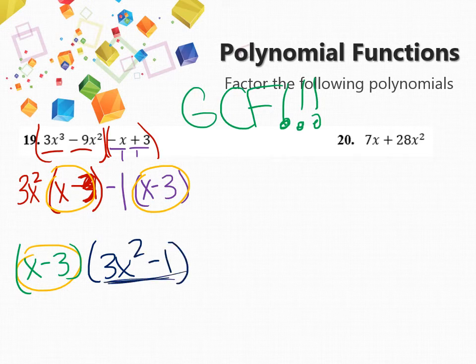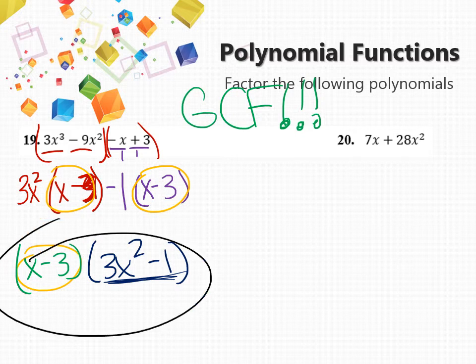Now be careful. Sometimes you can keep factoring. This particular problem you can't. But if it would have said x squared minus 1, you could have kept going. Let's take a look at this next one.